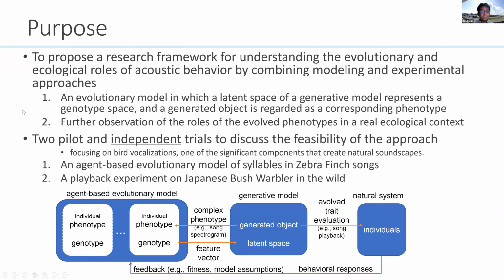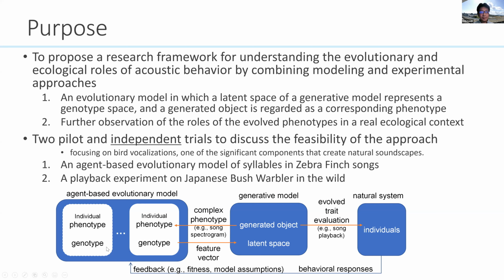The purpose of this presentation is to propose a research framework for understanding the evolutionary and ecological roles of acoustic behavior by combining modeling and experimental approaches. This is composed of two parts. The first one is an evolutionary model in which the latent space of a generative model represents a genotype space. And then a generated object is regarded as a phenotype in the evolutionary model.